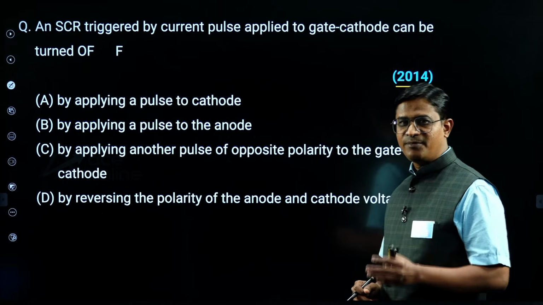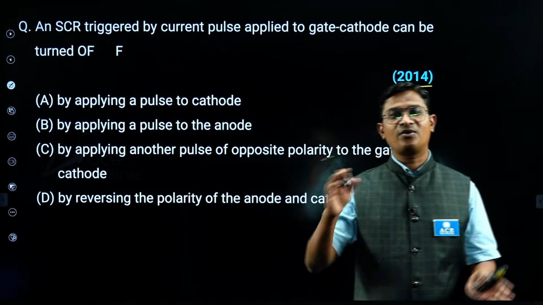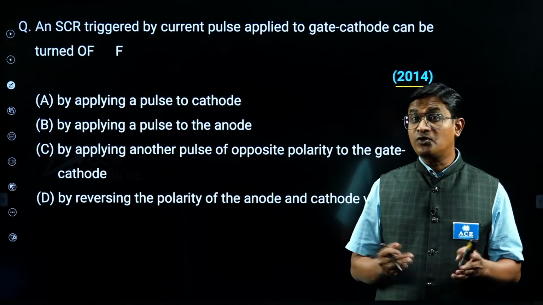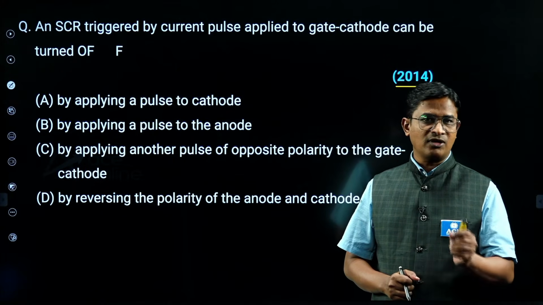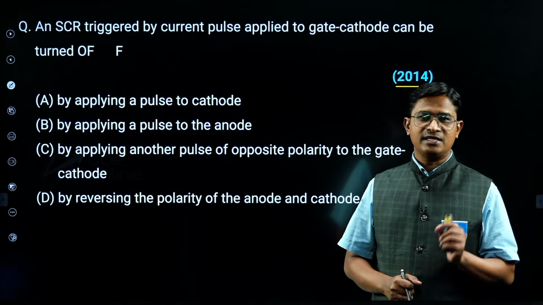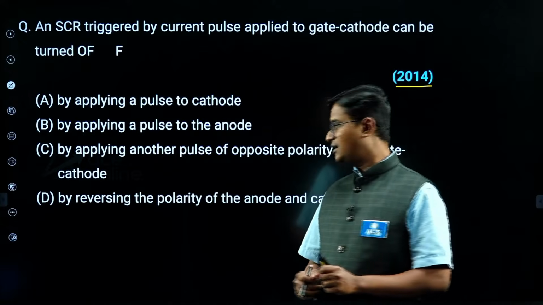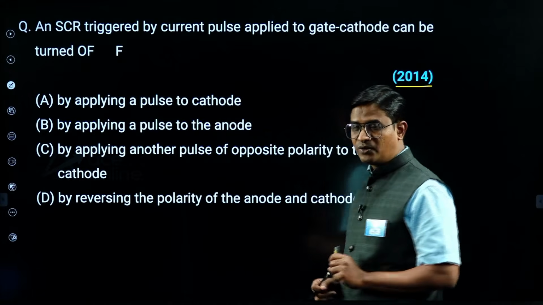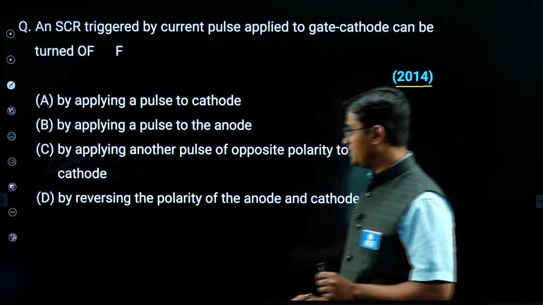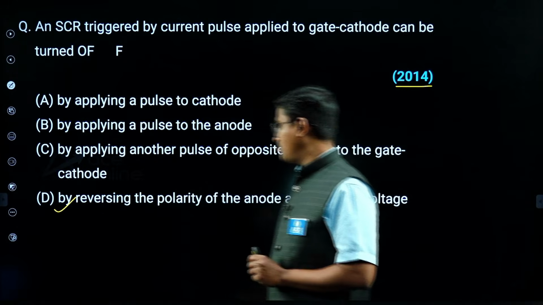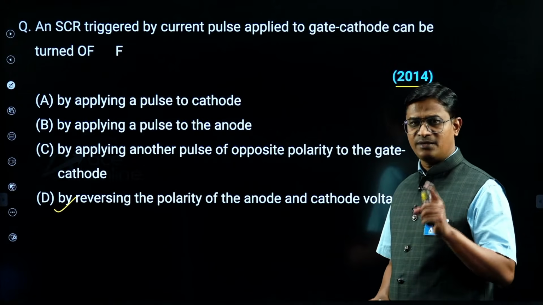Come on, tell me, if my SCR is in an on state, and I have already turned it on by circulating the gate current, then how to turn off the SCR? They are talking about SCR, silicon controlled rectifier, that is the conventional thyristor, right? So if I want to turn off the SCR, I need to maintain a reverse voltage across the SCR. So option D is the correct option, by reversing the polarity of the anode and cathode voltage. All right. Simple question.